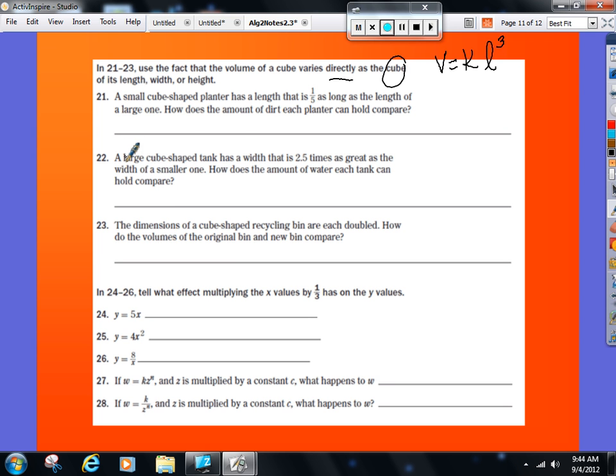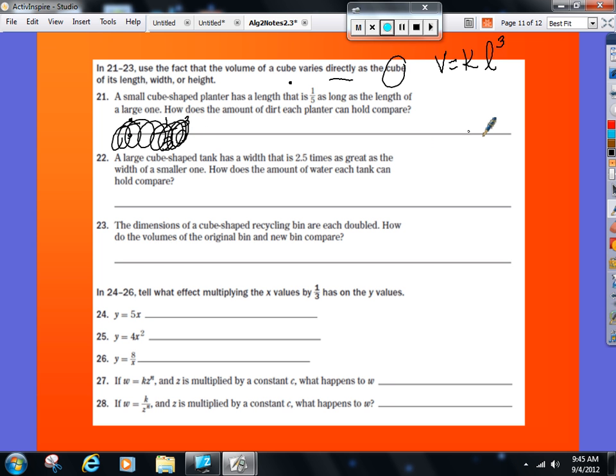Okay. A small cube-shaped planter has a length that is 1/5 as long as the length of a large one. How does the amount of dirt each planter can hold compare? Well, if it's 1/5, direct goes together, it'll be divided by 1/5 to the what power? Third. Or if you thought of this as multiply by, this is completely wrong.